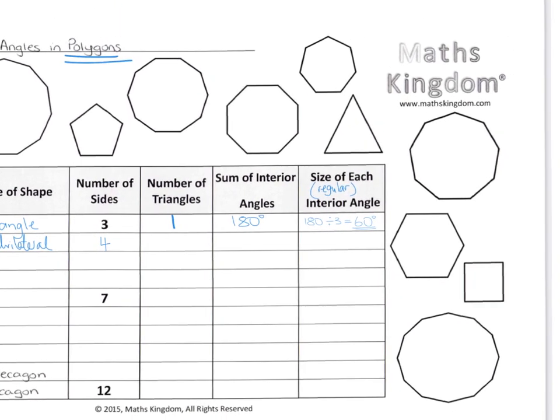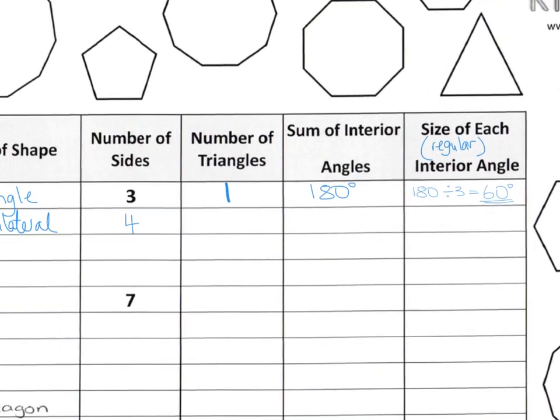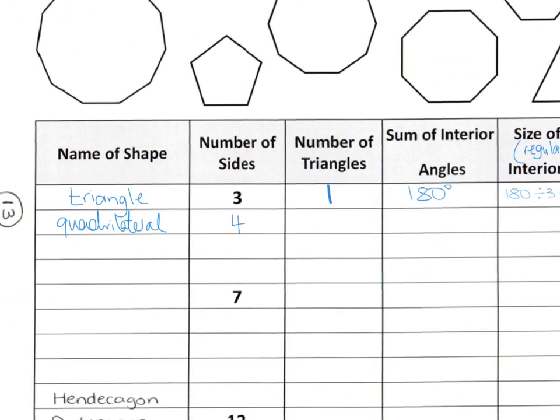So let's go over to our square. Here's your square. And all you're going to do is you're going to pick any corner. I'm going to pick this corner here. And you're going to draw a line from this corner to every other corner. So we'll draw one at the top left, top right, and bottom right. And we've got 2 triangles in this shape. Okay? So let's go back. The number of triangles in this shape is 2.